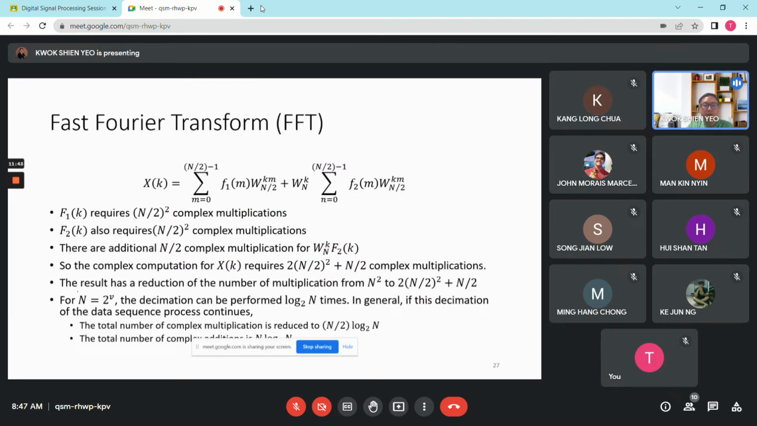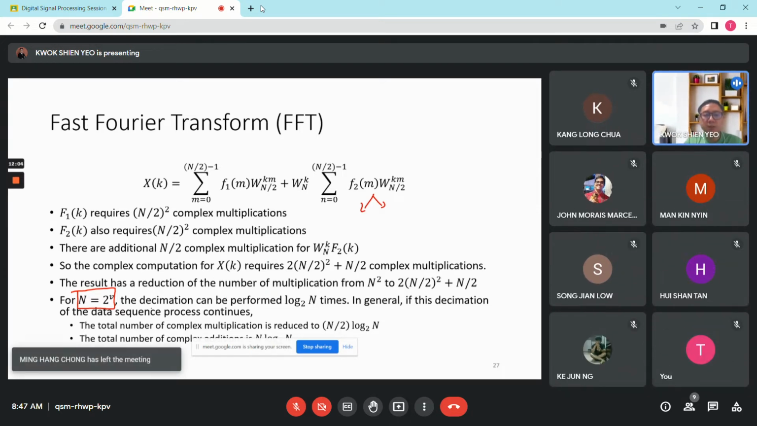Let's say the n that you choose is of the form 2 to the power of mu, meaning that n is divisible by 2. If you keep breaking it down into the smallest n, the decimations can be performed log base 2 of n times. For example, if this is an 8-point DFT, you are able to break it down into a 4-point DFT and another 4-point DFT.